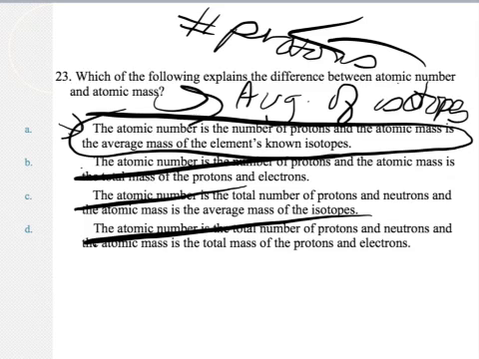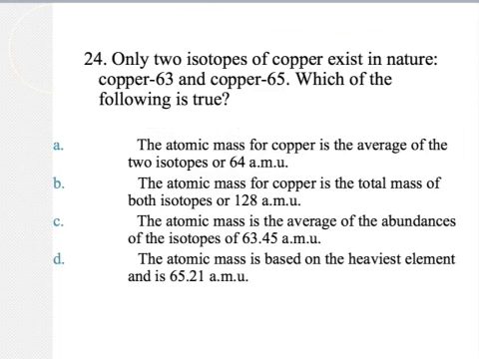Only 2 isotopes of copper exist in nature, copper-63 and copper-65. Which of the following is true? The atomic mass for copper is the average of the 2 isotopes, or 64 AMU. No, it's not, because it's not the average. It's a weighted average. It's based off how many are there. So if we had 25 Williams and only 4 Shelleys, we wouldn't say, oh, 25 out of 29 and do an average that way. No, we would do a weighted average so that we'd really show how the data was represented.